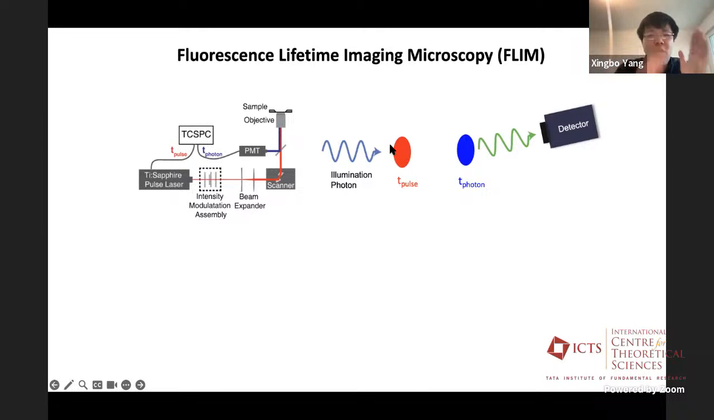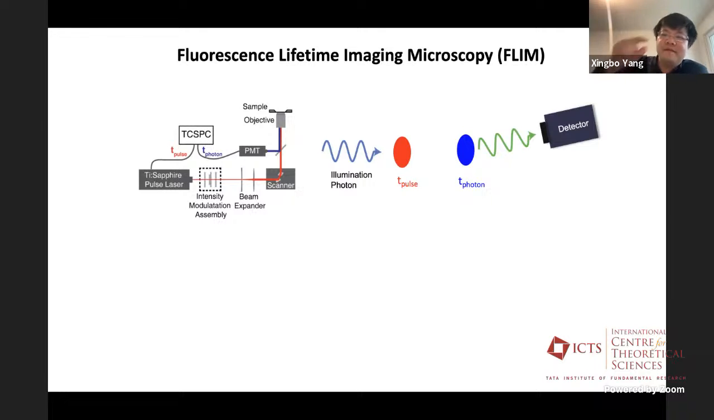So in this case, it has to be a pulsed laser, okay? Because you want to keep track of each excitation event. So each pulse would go into your sample and excite a fluorophore, and then you actually start a clock once that pulse hits your sample, or once the pulse is started, and you have a time, T0 or T pulse.